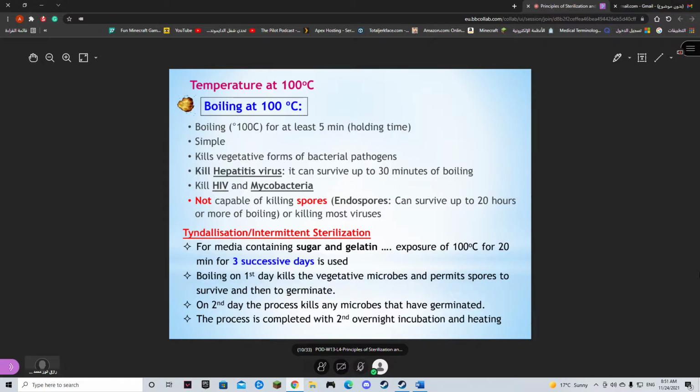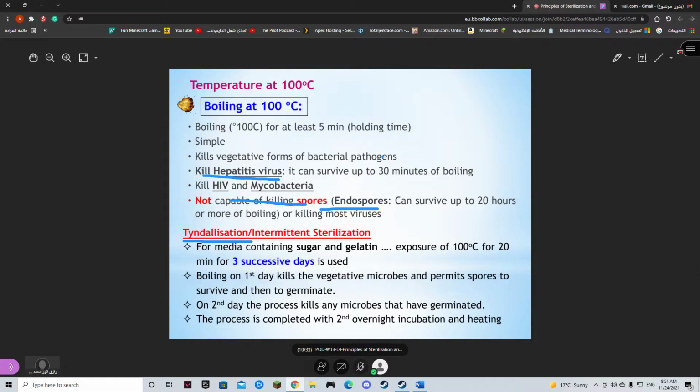The Tyndallization method is very important. The name of the scientist was John Tyndall, and just to respect him we use this word. The temperature here is 100 degrees Celsius, whereas before the temperature was below 100. With the help of this method you can kill viruses, other bacteria in the media, and also the spores.